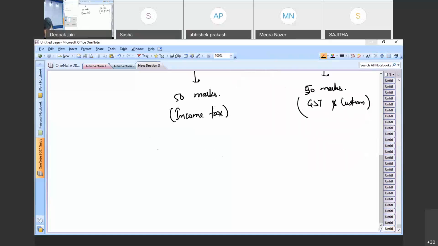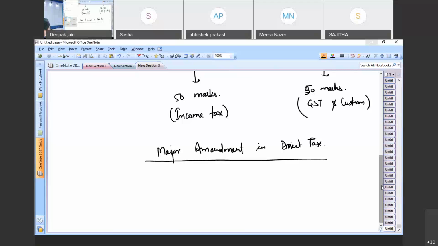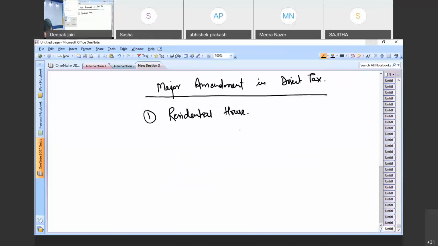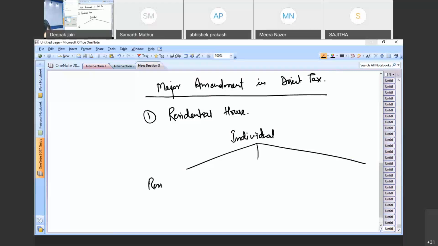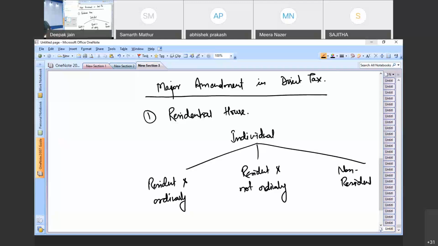So major amendments in direct tax. Number one, residential status. As we know, beta, an individual has how many statuses? 3. Yes, sir. Resident and ordinarily resident. Resident and not ordinarily resident. And number 3, non-resident.